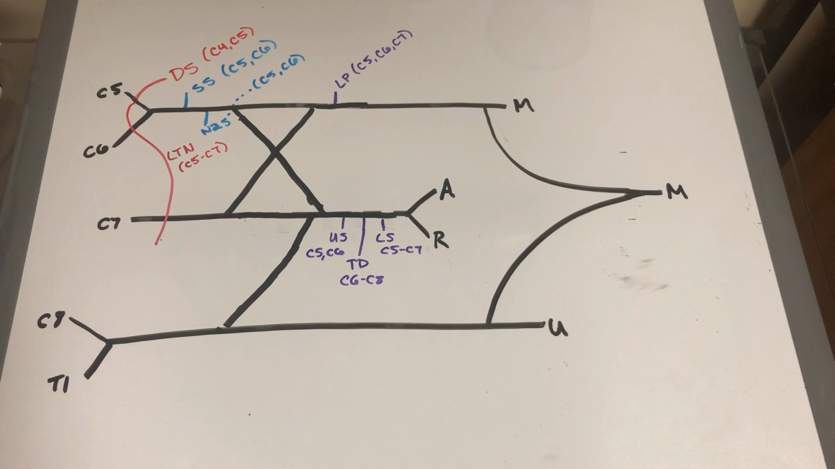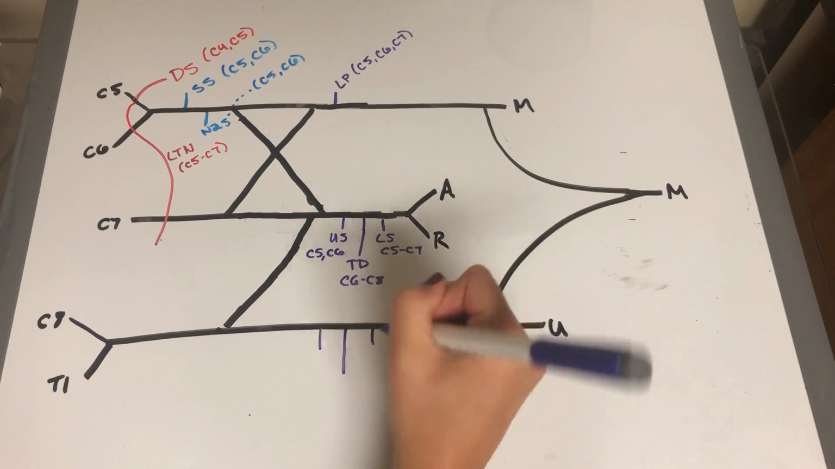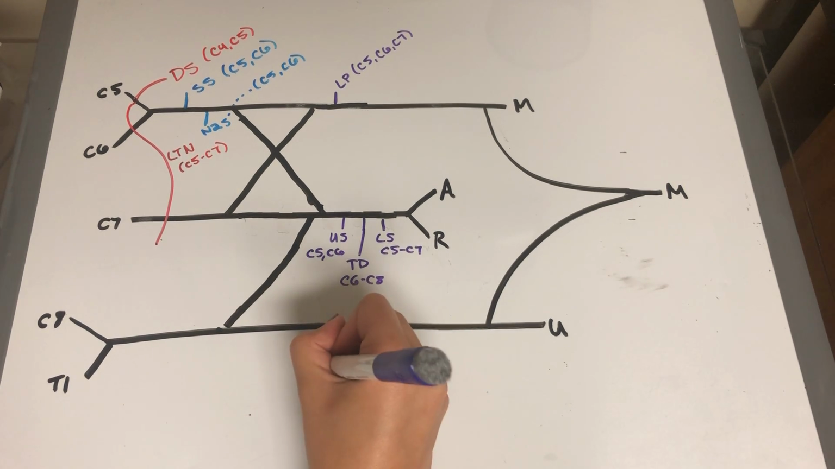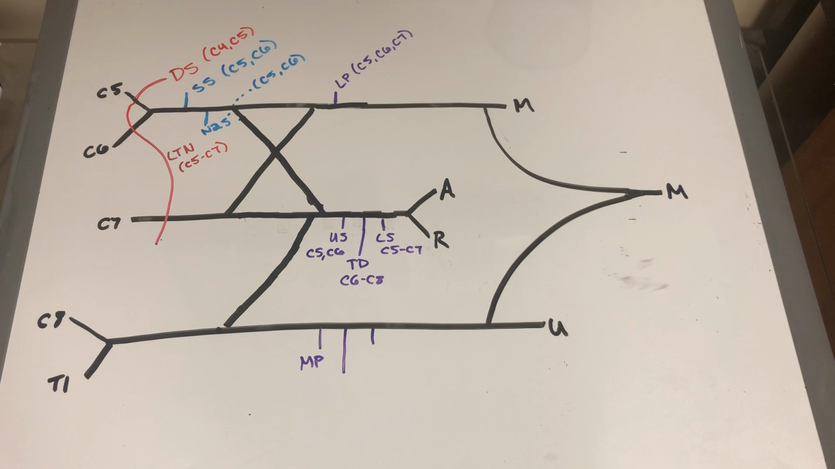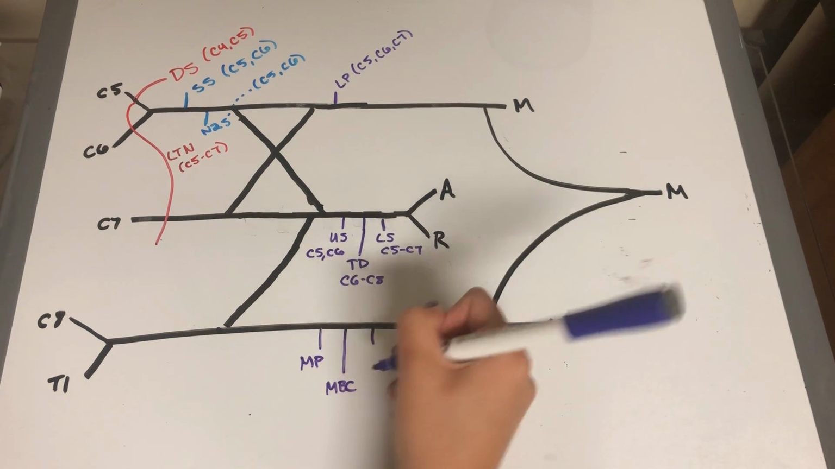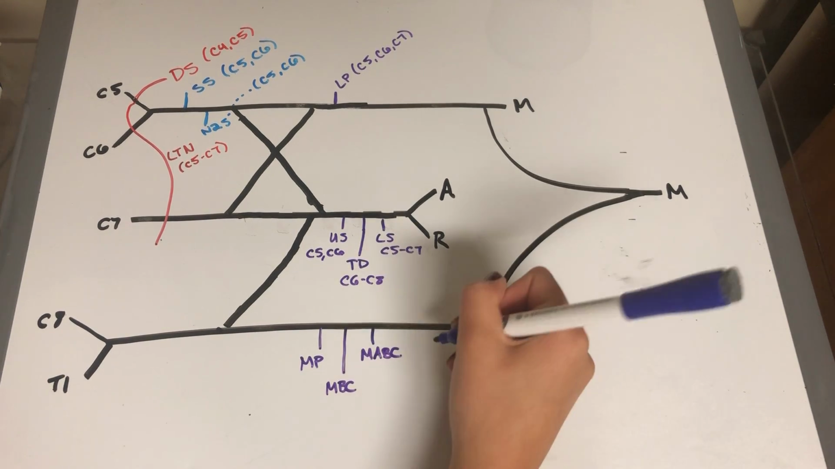We also have three nerves coming down off of here. And again, I'm just going to draw that middle one longer so I can write. So first we have the medial pectoral nerve. And then we have the medial brachial cutaneous nerve. And then we have the medial antebrachial cutaneous nerve.